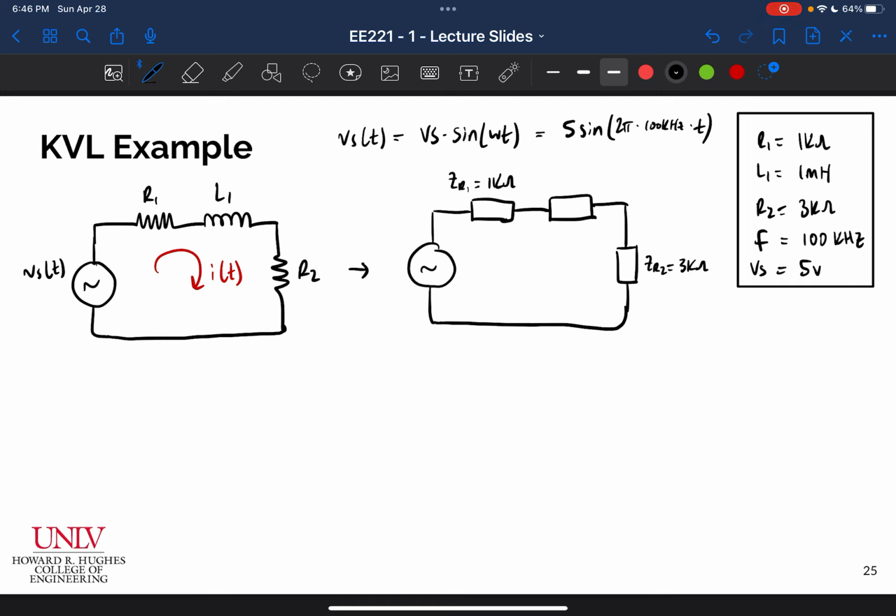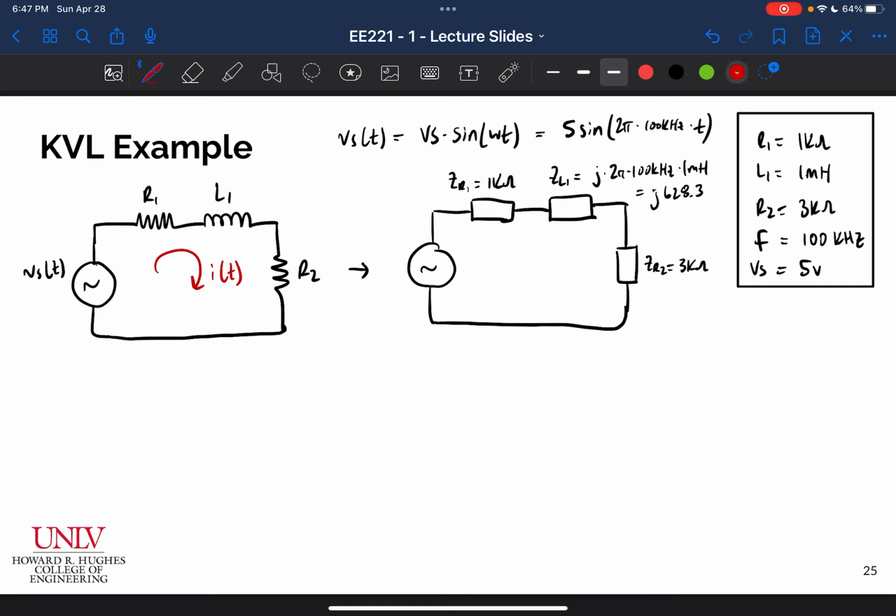And then for my inductor, it's a little bit trickier. We remember that the inductor's impedance is dependent upon frequency. So ZL1 is going to be J times omega, which is 2 pi times F, right? 2 pi times 100 kilohertz, times L, which is 1 millihenry. I already put that in my calculator in advance, so that's going to come out to J times 628.3. Okay, so that is our impedances.